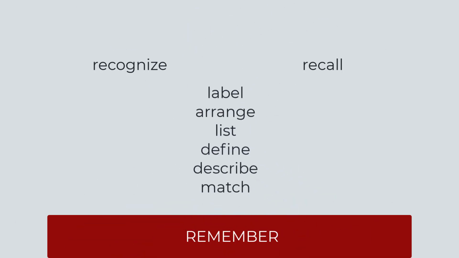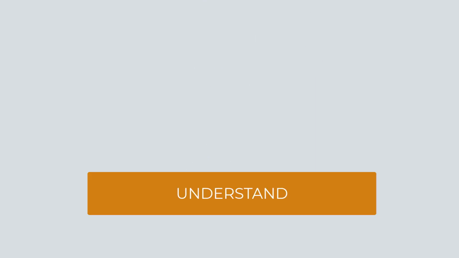The first category at the bottom of our pyramid is remember. This is where the learner retrieves relevant knowledge from their long-term memory. This is similar to the action of recognizing or recalling. Similar verbs you might see on a learning objective aimed at this cognitive process include labeling, arranging, listing, defining, describing, and matching.